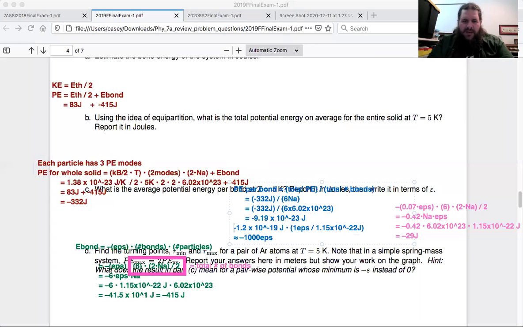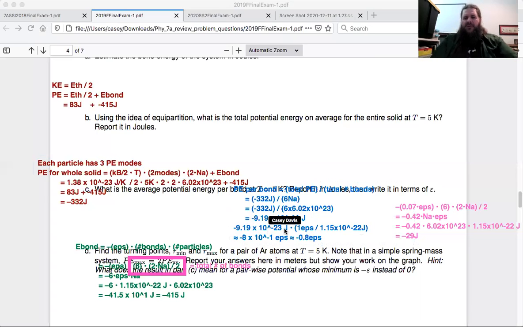Yeah, because that way, negative 9.19 times 10 to the negative 23, when we actually divide these, because we're still just dividing by 1.15 times 10 to the negative 22 joules to get joules to cancel out and introduce epsilon. So 9.19 divided by 1.15 is about 8. And then 10 to the negative 23 plus 22 becomes 10 to the negative 1. In other words, about negative 0.8 epsilon.